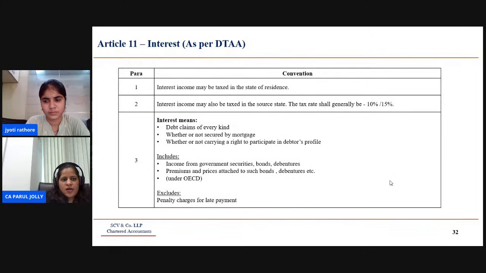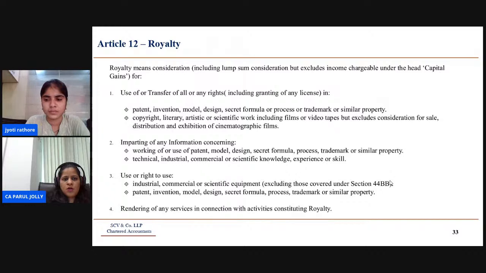This is regarding Article 11, which is the trust income. Then we have Article 12, royalty. So, the general definition of royalty is use of or transfer of all or any rights, including granting of any license, in patent, invention, model, design, secret formula, processes or trademark or similar property, copyright, literary, artistic or scientific work, including films or videotapes, but excludes consideration for sale, distribution, and exhibition of cinematographic films.